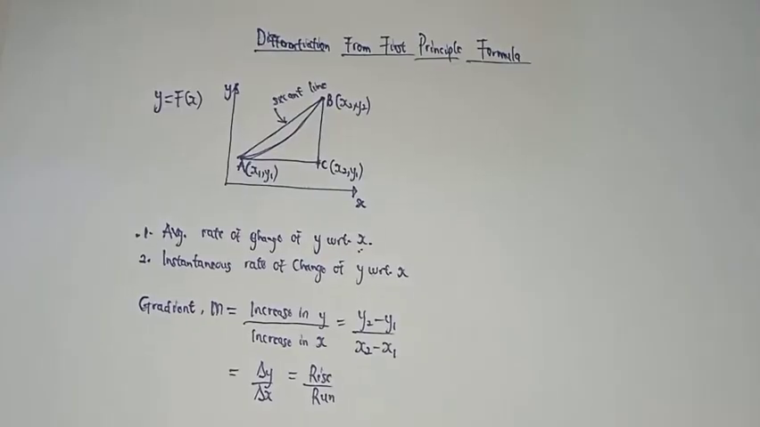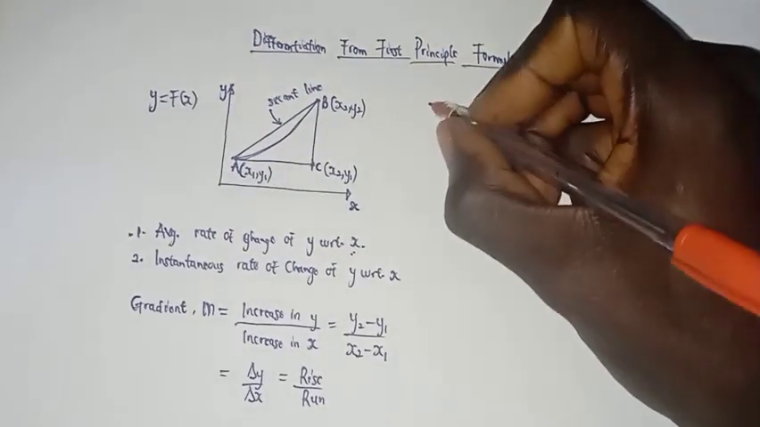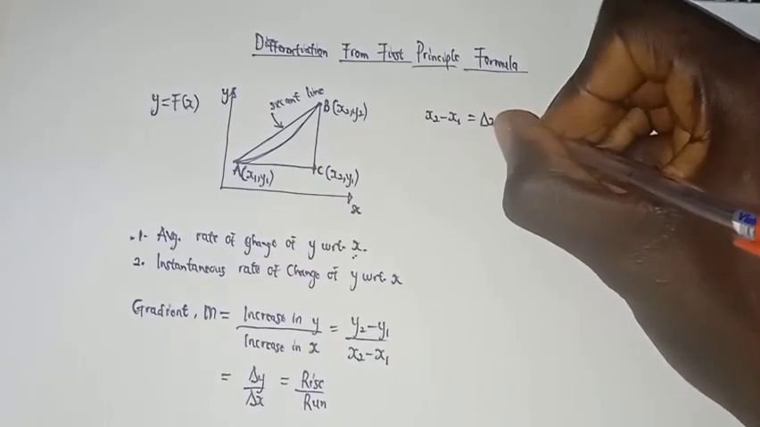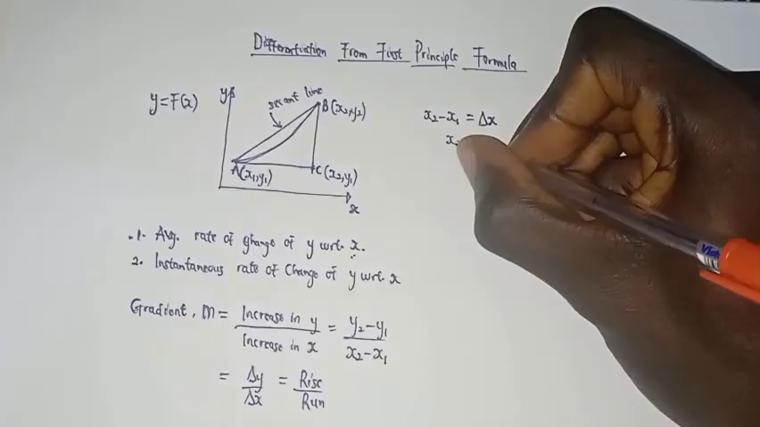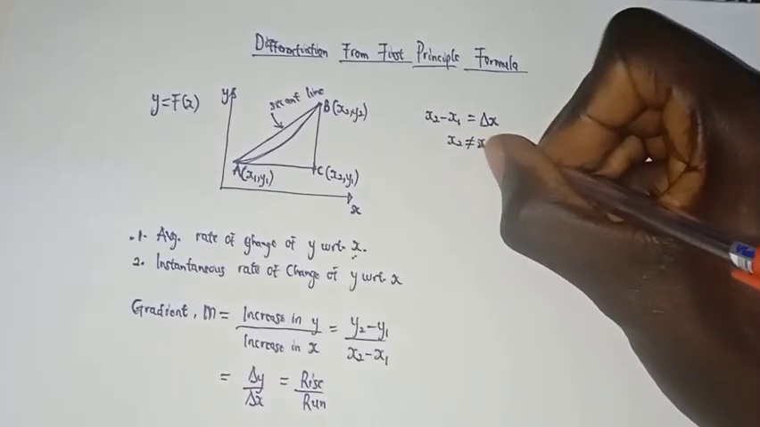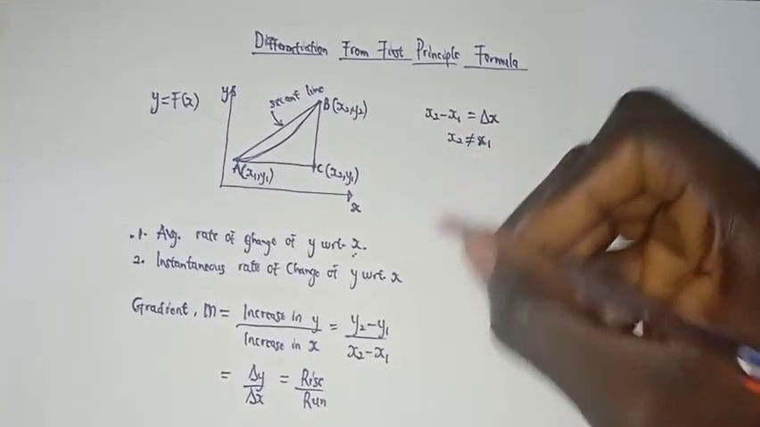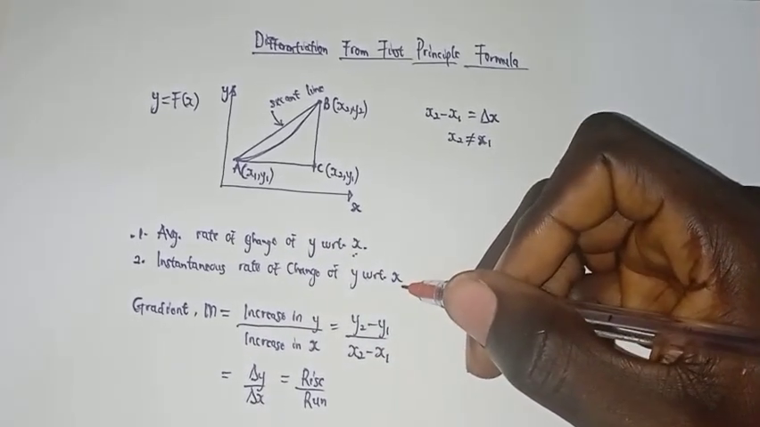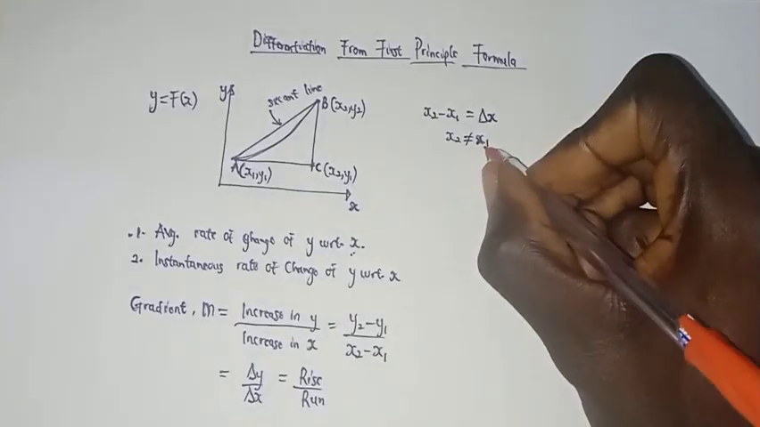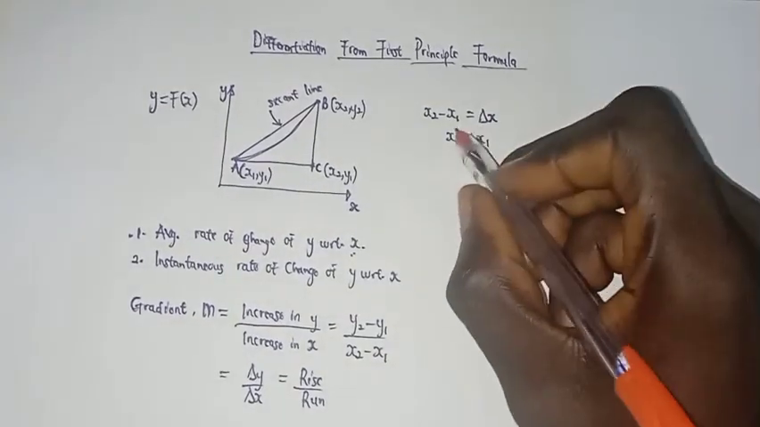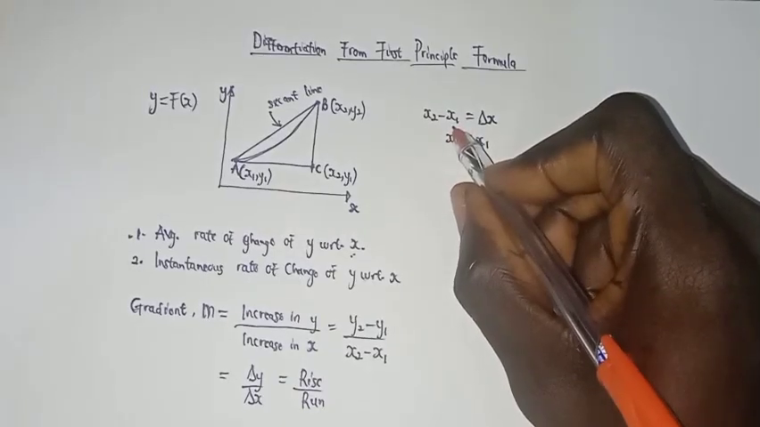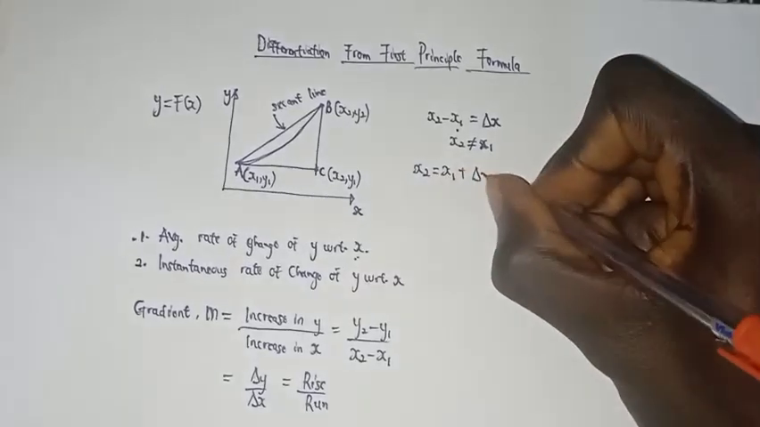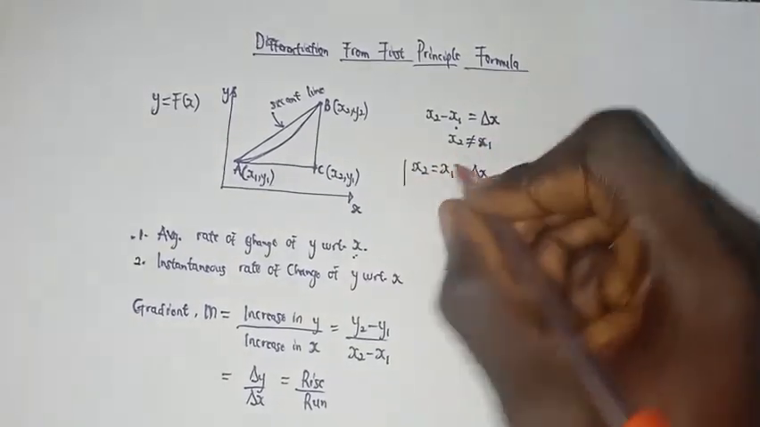So now let's say x2 minus x1 is equal to delta x, right? But x2 cannot be equal to x1, because if x2 is equal to x1, then we cannot find our gradient, we cannot find our first principle formula. So x2 cannot be equal to x1. Making x2 the subject of the formula from this equation, we have that x2 is equal to x1 plus delta x. Now we'll make use of this formula.